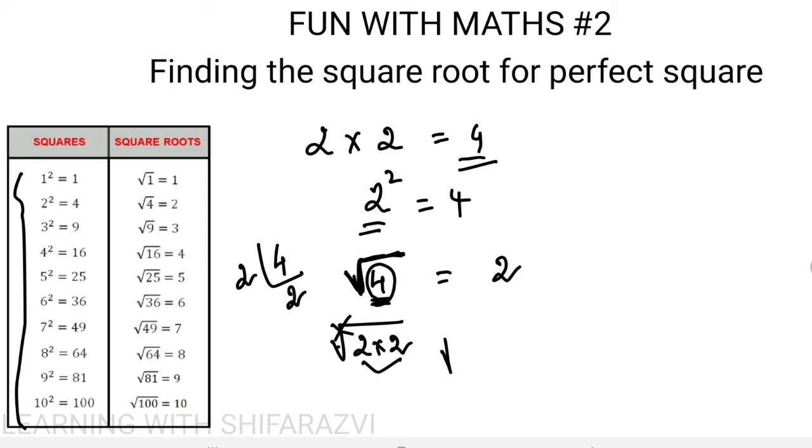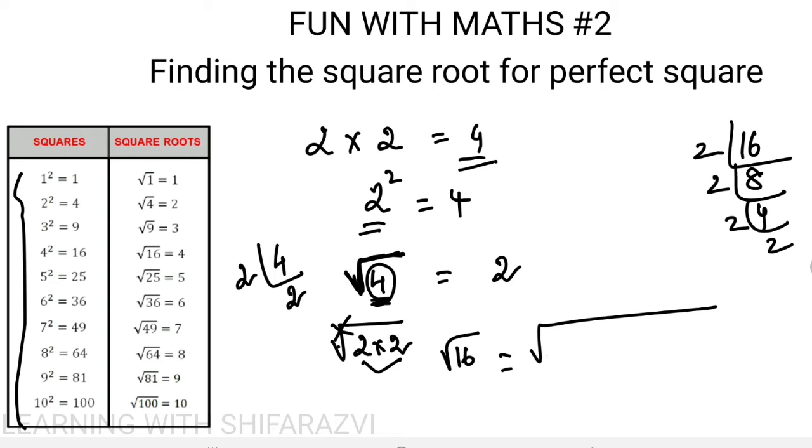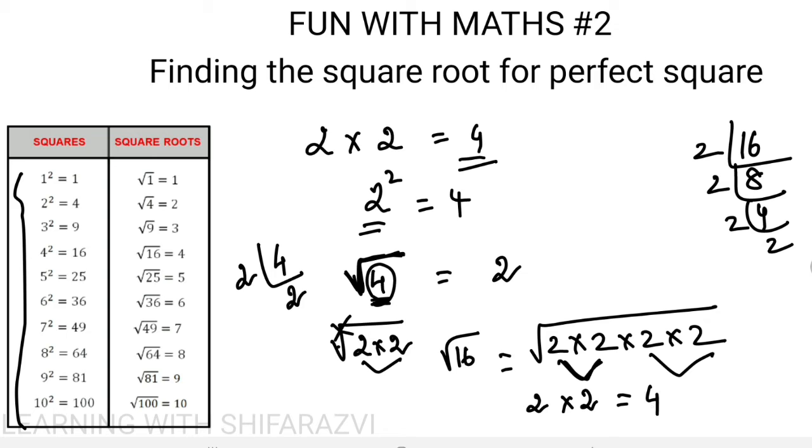What is the root of 16? How will I find it? Put 16, do a prime factorization: 2, 8; 2, 4; 2, 2. So 16 can be written as root of 2 into 2 into 2 into 2. We have got 2 pairs of 2. For one pair, one 2 can come out of the root. For another pair, another 2 can come out of the root. When I multiply them, I get 4. So the square root of 16 is 4.